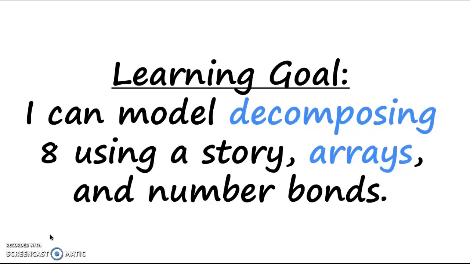Oh my goodness, there are some big words in that learning goal. Like the word decomposing. The funniest thing is we've been decomposing numbers this whole time, we just haven't been saying it so fancy. Decomposing means just to break apart. So when it says I can model, that means show, I can model breaking apart 8, or I can model decomposing 8. How fancy. The word array is a really great word because it means an organized picture.